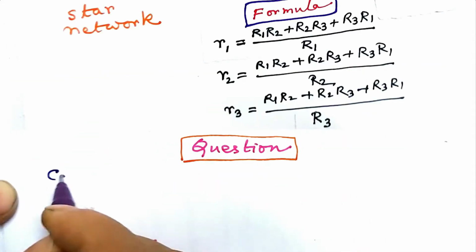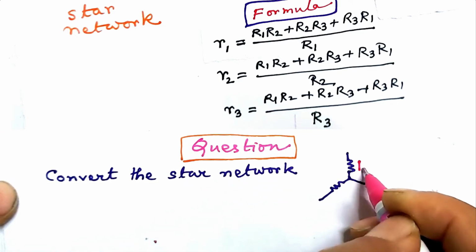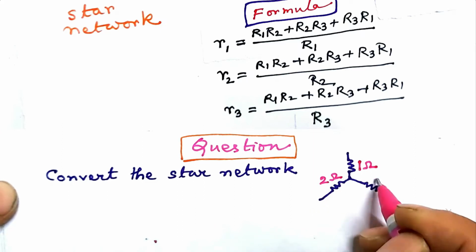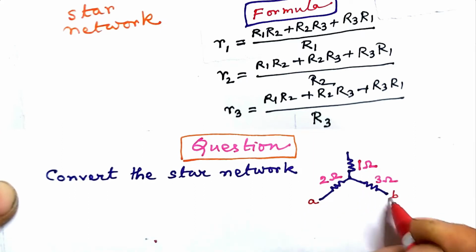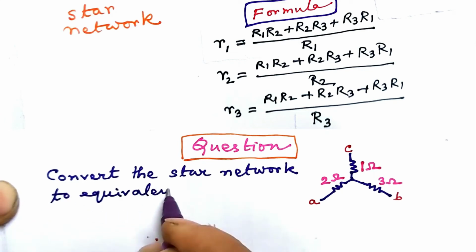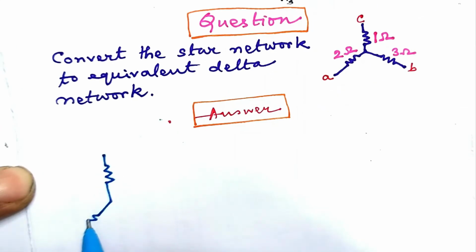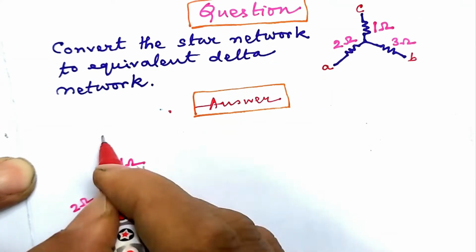Next question. Convert the star network, and here it is. The resistances are 1 ohm, 2 ohm, 3 ohm. The terminal points are A, B, C, and we have to convert it to an equivalent delta network. The answer. Let us redraw the given star network.